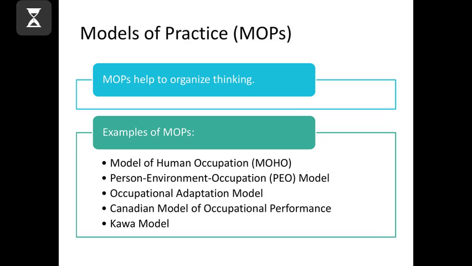So, two takeaways: models of practice are different than frames of reference. Models of practice help us organize our thinking for when we're going to engage in the OT process. And the practice framework gives us the process. I hope that's clear. On the next few slides, we're briefly going to look at some examples of models of practice, which include MOHO, PEO, OA, the Canadian Model of Occupational Performance, and CAWA.